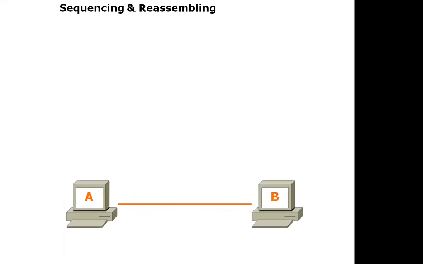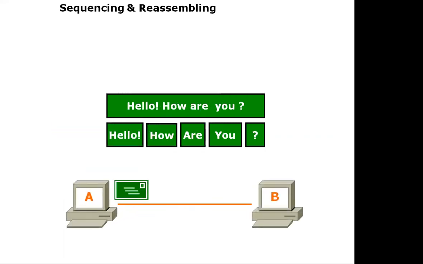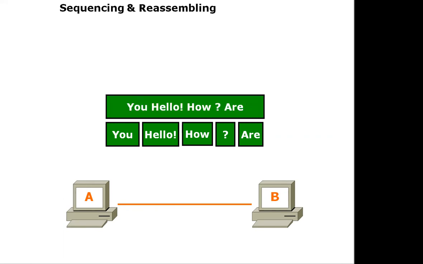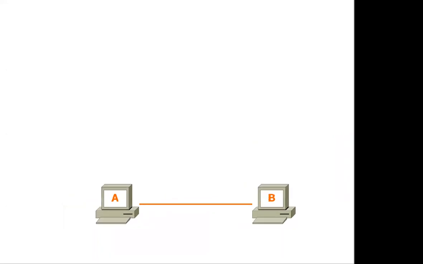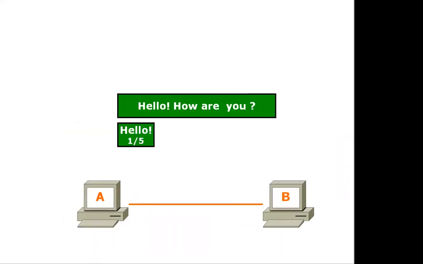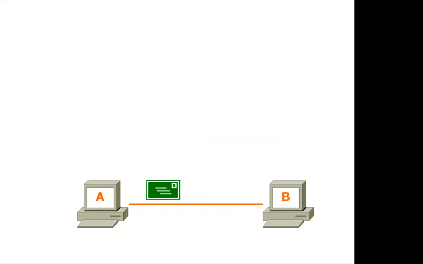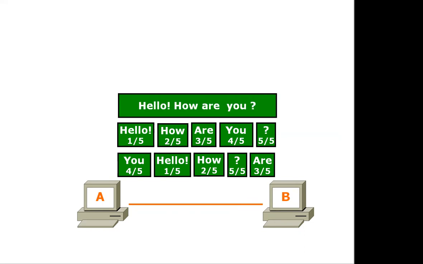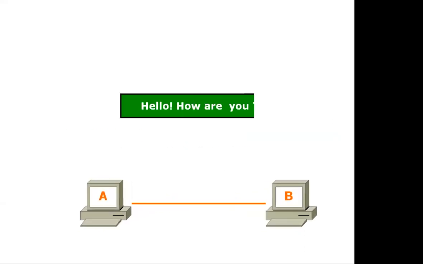segmentation. For example, A sends data to B: hello, how are you, question mark. But B receives on its end: you, hello, how, question mark, are. It is just an example, where my sequence is not good. So the transport layer is used for sequencing and reassembly also. It will add a number with each segment, and after adding the number, it will automatically rearrange the real data.